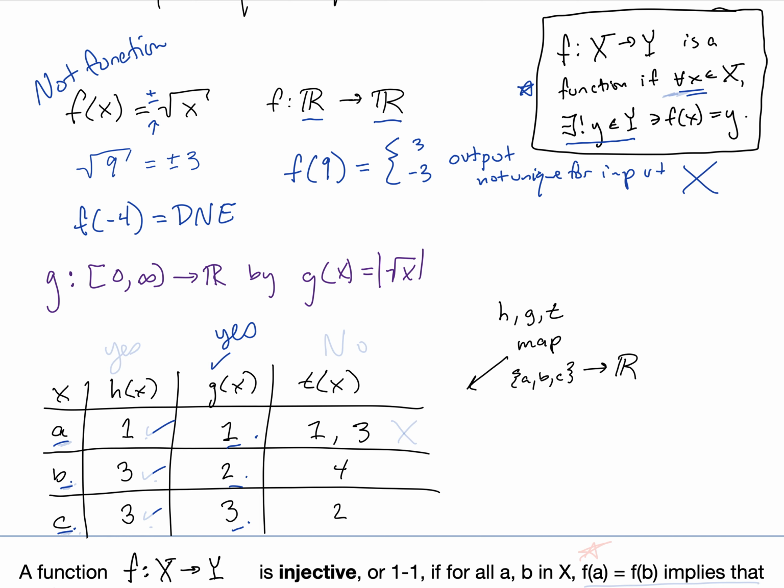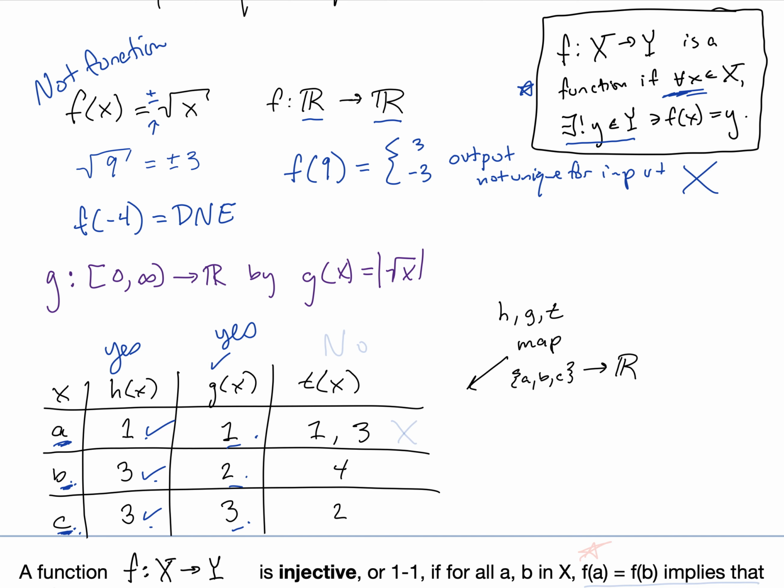How about h of x? So h of A is 1, h of B is 3, h of C is 3. For the element A, there is a unique output. For the element B, there is a unique output. For the element C, there is a unique output. So yes, this is a function. It can be the case that two different elements map to the same element. That is okay. It has to be that for a given x in x, there is a unique output for that value of x. And that is satisfied by h of x.